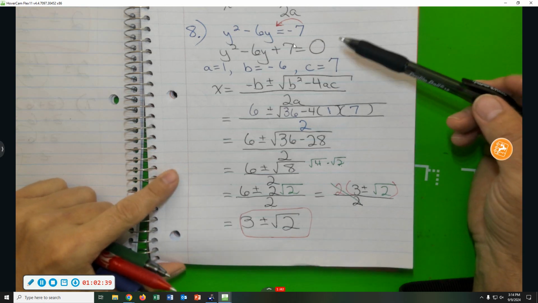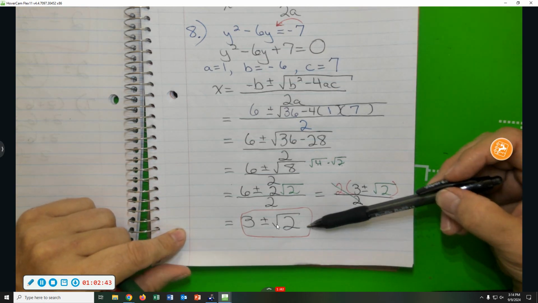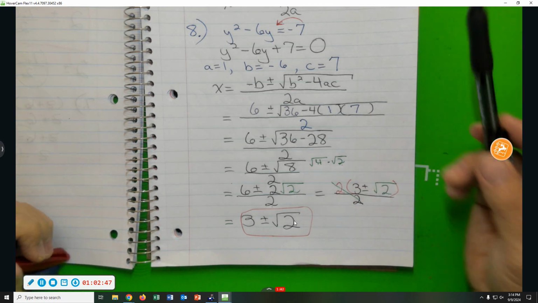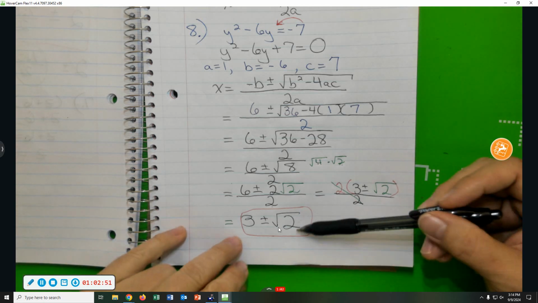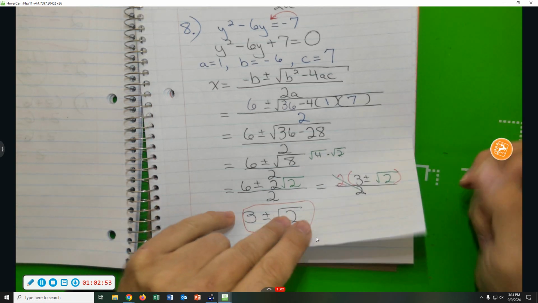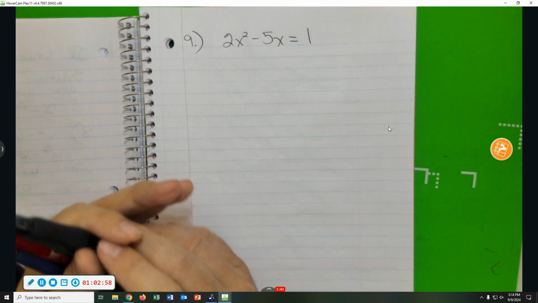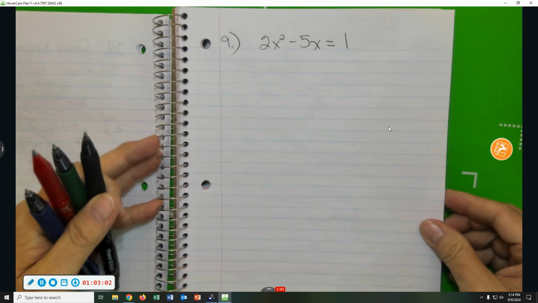And I'm 100% confident you cannot factor that because when we solved the equation, you were stuck with the radical. If it's factorable, you do not expect to have radicals in your final answer. And if you have radicals, that means it's not factorable. Okay, looking at this one. Same instruction, solve using the quadratic formula.